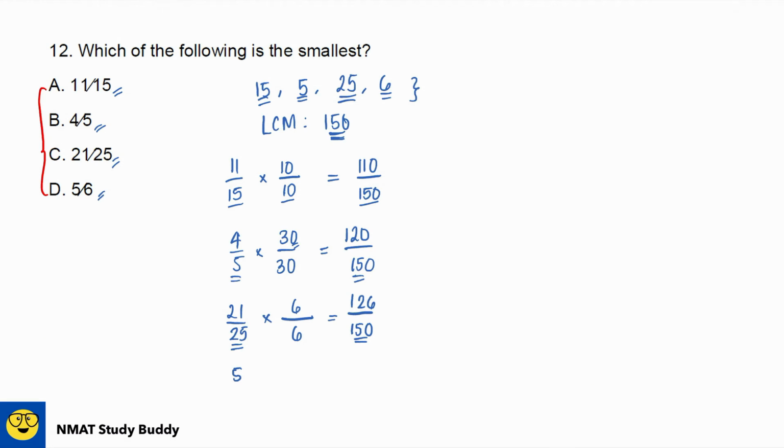And next, 5/6 times what is equal to 150. So, 150 divided by 6 is equal to 25, di ba? So, i-multiply nyo lang yung both numerator and denominator by 25. 25 times 5 is equal to 125. So, now, since pare-pareho na yung denominators nila, we can compare kung sino yung pinakamalaki sa kanila. So, 110, 120, 126, and 125. Yung pinakamaliit pala yung hinahanap. So, yung smallest dito is yung 110, which is letter A.